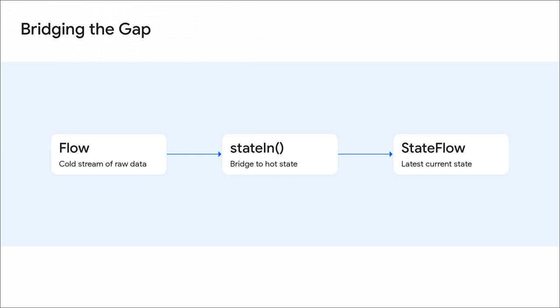Honestly, the default you should almost always reach for is while subscribed 5,000. Why the 5,000? Well, that 5-second grace period lets your stream survive something like a quick device rotation without having to completely restart an expensive database query for what is, effectively, the exact same screen.